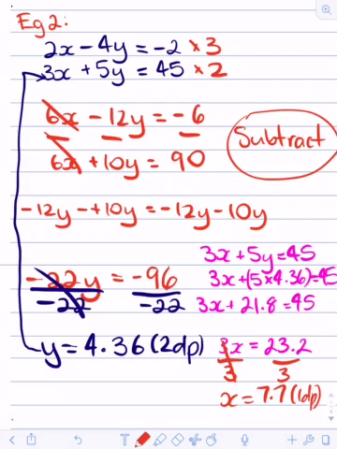Now, you'll notice here that I have found my value for y, and I have found my value for x. Hopefully that helps you with using the elimination method for simultaneous equations.